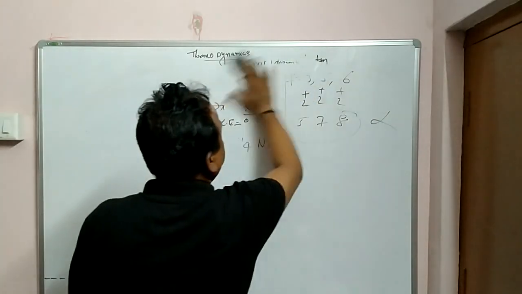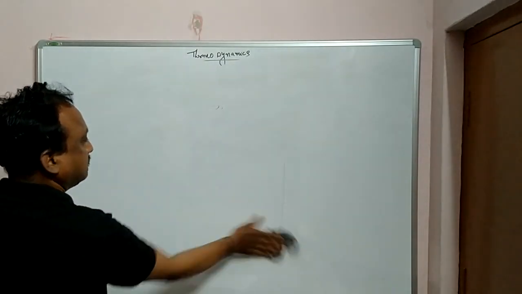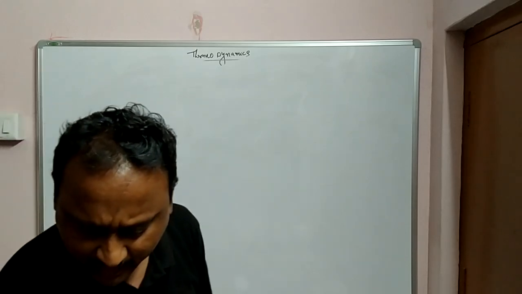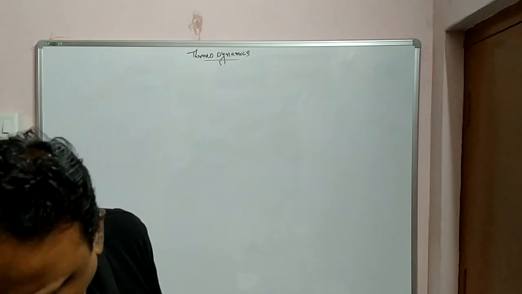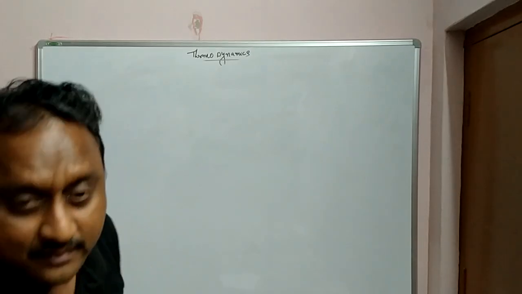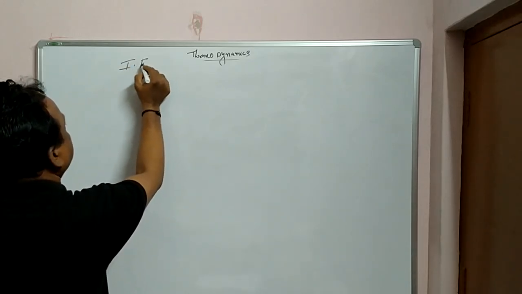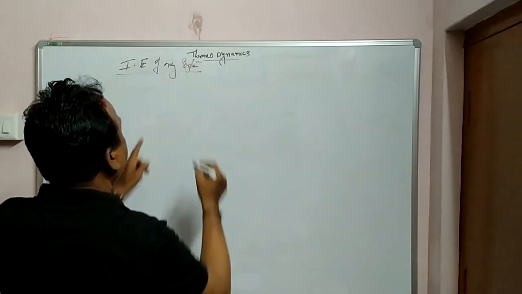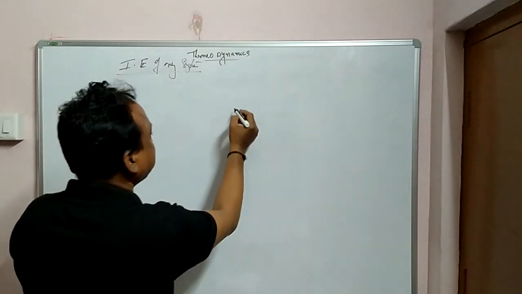Now let us go to the next one. After learning about the degree of freedom, now let us see what is meant by internal energy. What is internal energy? Internal energy of any system. How can you define internal energy of any system? For example, take water.